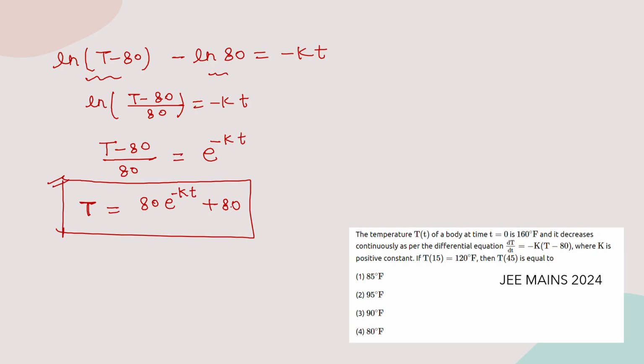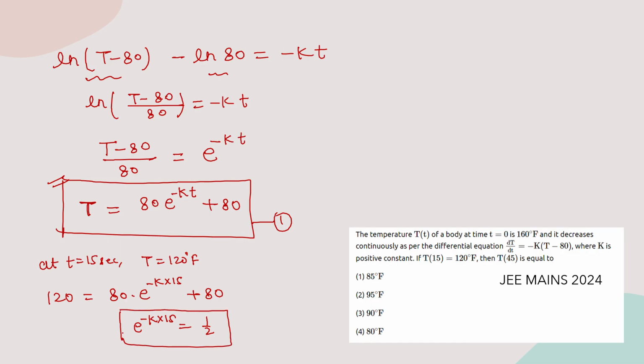Okay, and now the conditions are given. They are saying that at t equal to 15 seconds, the temperature is given as 120 degrees Fahrenheit. So let's put it in this equation 1. It will become 120 is equal to 80 into e to the power minus k into 15 plus 80. 120 minus 80 will become 40. 40 divided by 80 will become 1 by 2. So can I say from here you will be getting e to the power minus k into 15 is equal to 1 by 2?